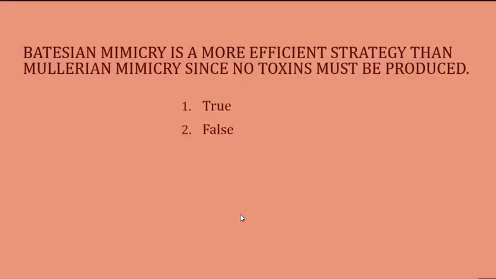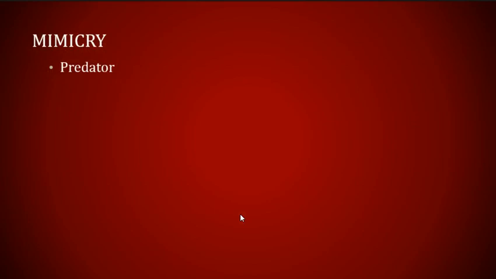Okay, Batesian mimicry is more efficient strategy than Mullerian mimicry since no toxins must be produced. True or false? Well, that's actually false, right? Because remember, in Mullerian mimicry, there's a faster learning curve because everybody's toxic. In Batesian, you might get eaten right up until that predator has more experience with the toxic version. So there's a risk there. So that is false. They both work. That's why they happen. All right, now, what if you look like something scary?